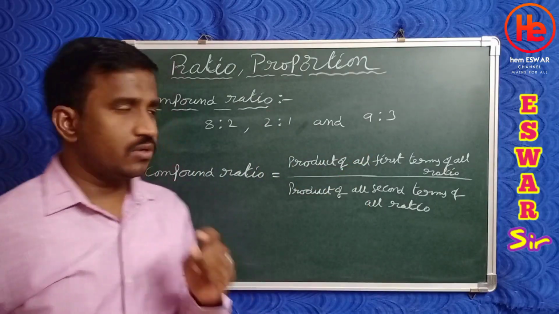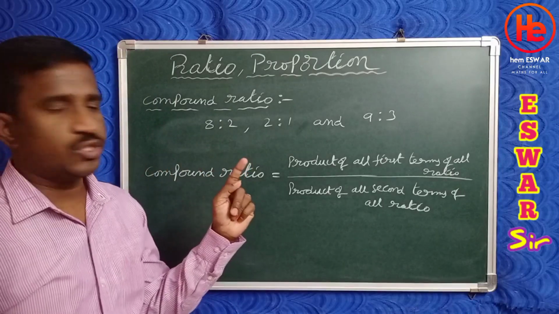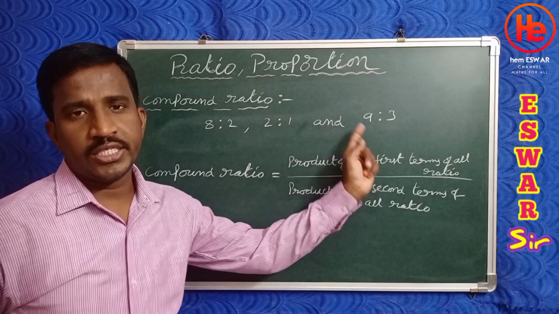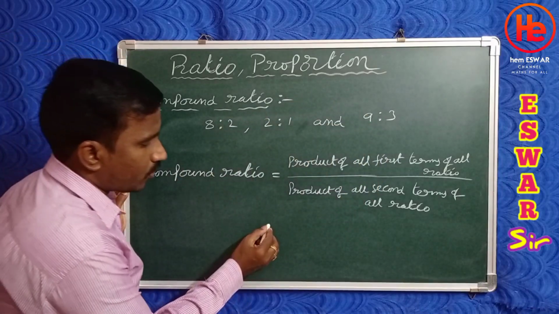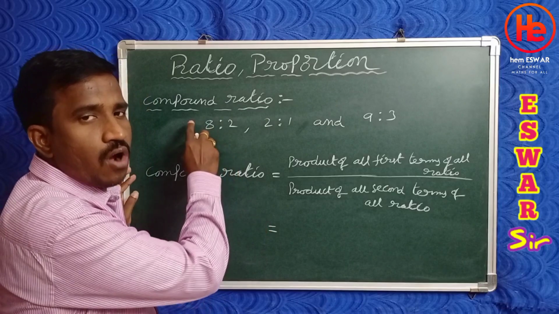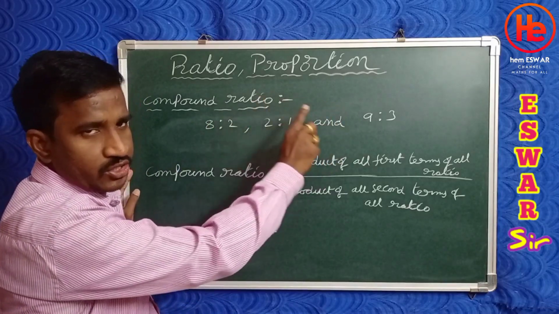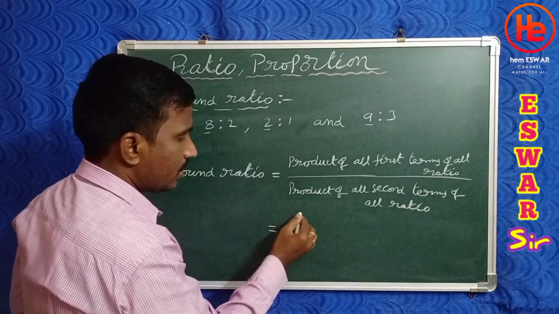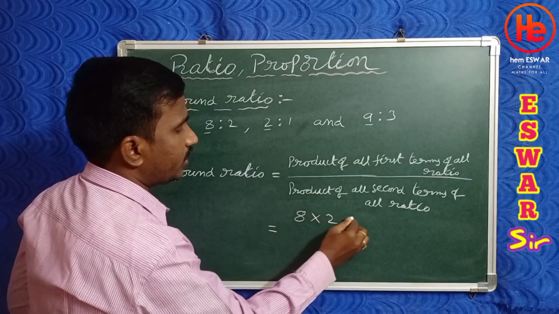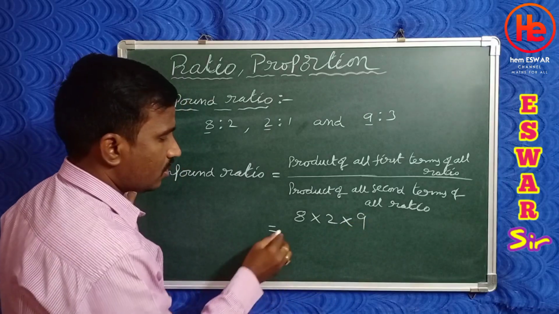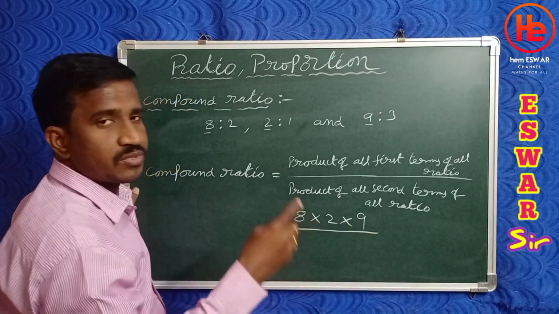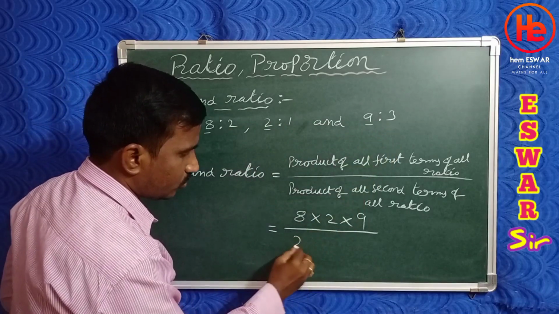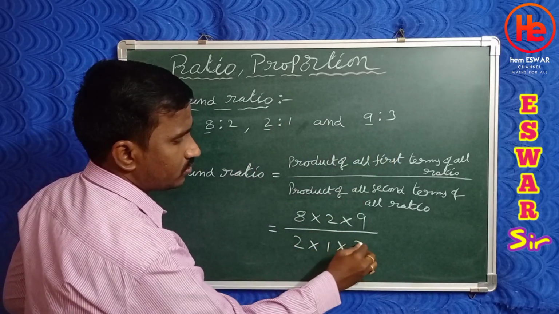Now take one example. Here find the compound ratio of 8 is to 2, 2 is to 1 and 9 is to 3. Now what is meant by compound ratio? The product of all first terms in the given ratios. What is the first term? 8, 2 and 9. That's 8 into 2 into 9 numerator. By, what are the second terms in the given ratios? 2, 1 and 3. That's 2 into 1 into 3.